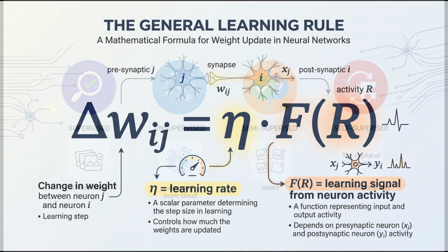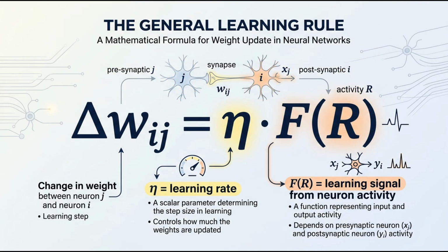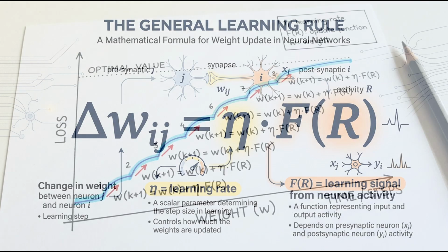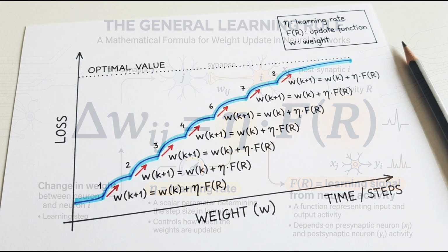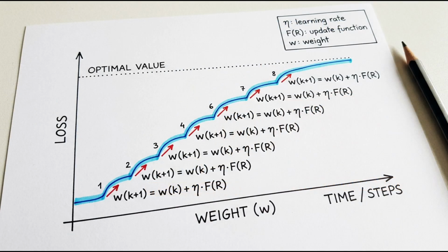All of these variants can be captured in a single shared formula. After every learning step, a weight is nudged by a small amount that depends on a learning rate, and a function that typically describes the interplay between the pre- and postsynaptic neuron. This small, elegant formula is essentially what drives the training of practically every modern neural network.